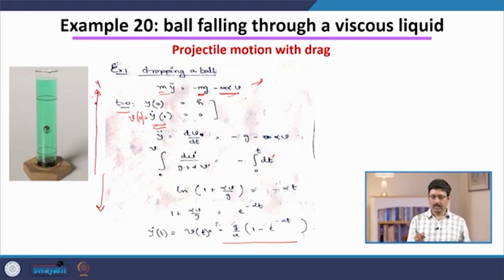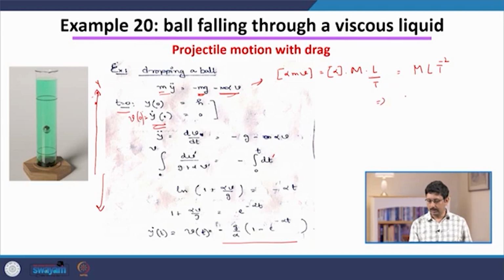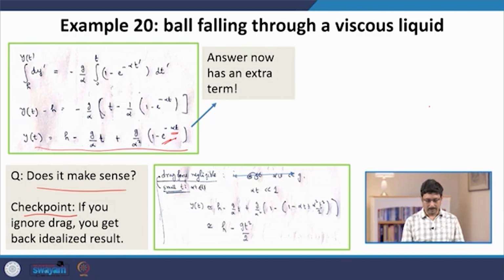So, m times alpha times v must have a dimension of force. The dimension of mv is the dimension of alpha times mass times the dimension of velocity, which must be the dimension of force, and hence we see that alpha must have a dimension of inverse t. That means alpha times t is dimensionless.